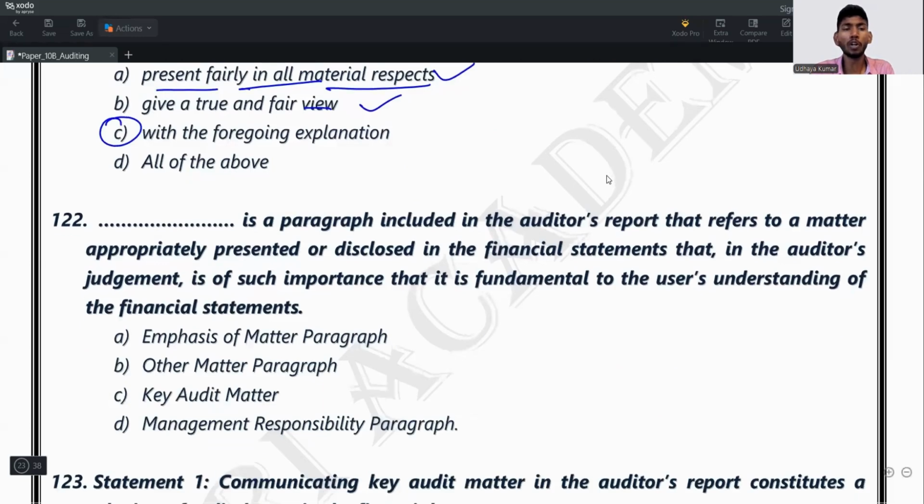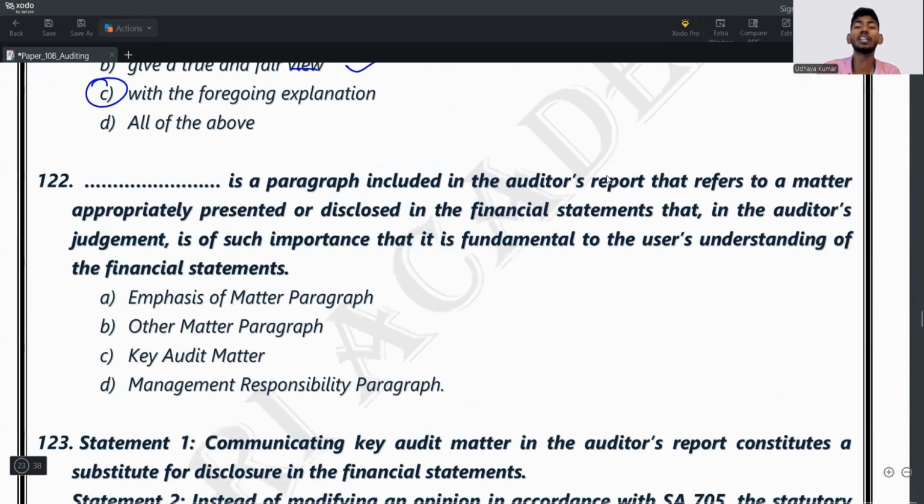So moving to question number 122, dash is a paragraph included in the auditor's report. So listen carefully. A paragraph included in the auditor's report that refers to a matter appropriately presented or disclosed in the financial statements that in the auditor's judgment is of such importance that it is fundamental to the users' understanding of the financial statements. We have told you multiple times. It is discussed under the heading emphasis of matter paragraph, right?